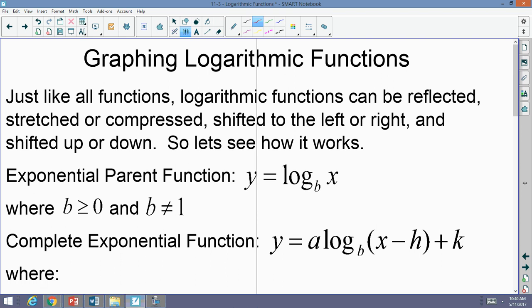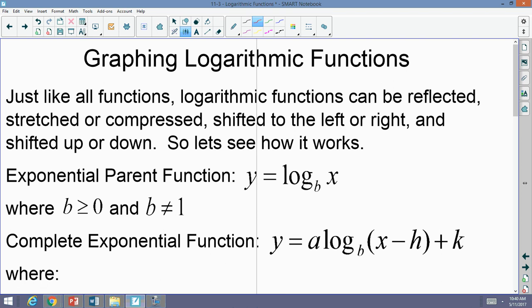Okay, now, graphing logarithmic functions. We're not going to go crazy with this, guys, just like exponentials, but I've got to show you what logs look like, and I've got to talk to you about a little bit of log stuff because you're going to see it, and it's not that difficult. I don't want you to stress out. Just like all functions, logarithmic functions can be reflected, stretched, compressed, shifted to the left or right, and shifted up or down. So let's see how that works, okay?